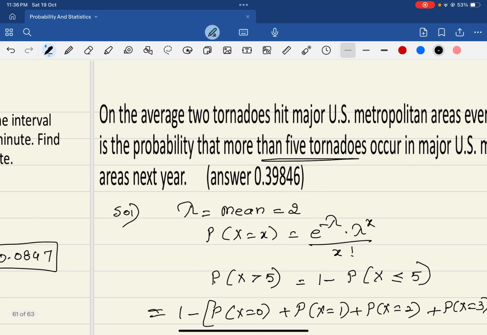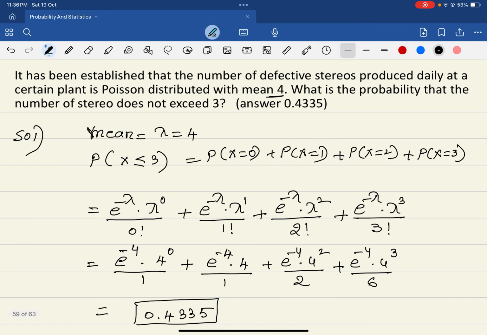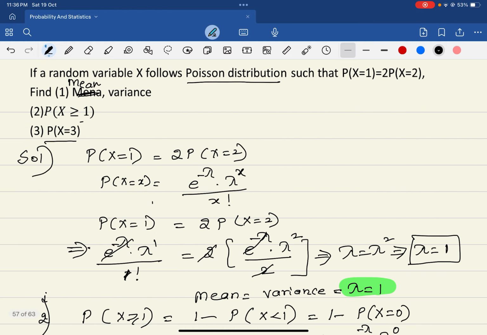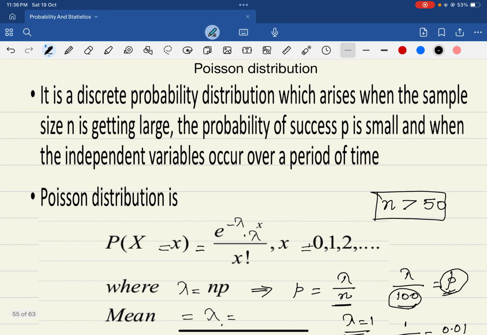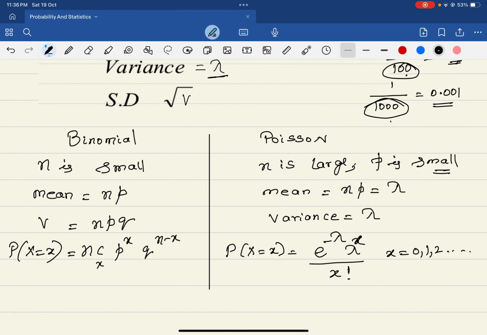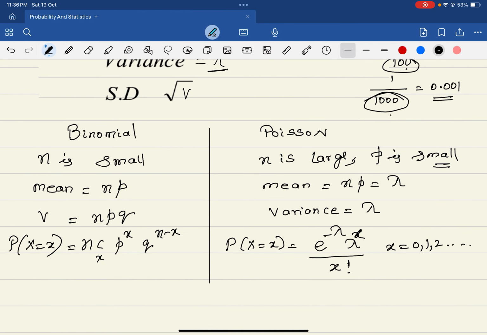Please try to understand one thing. When we are doing the distributions, we have to compare between the both. This is very important to understand, where we are using binomial, where we are using Poisson, and what the differences are. Please understand that, then you will understand very clearly where to use binomial and where to use the Poisson distribution. I hope it is very clear.